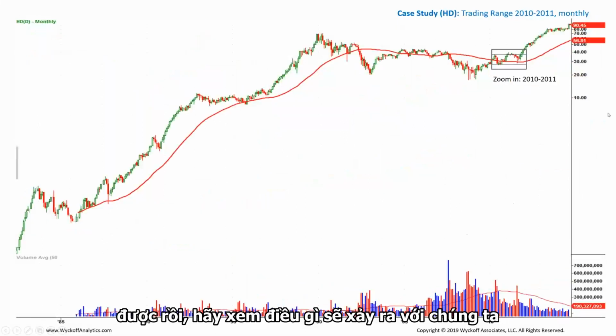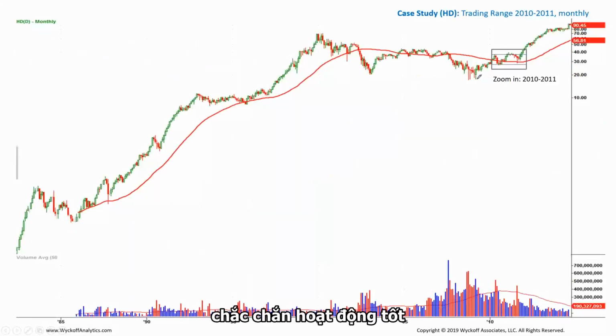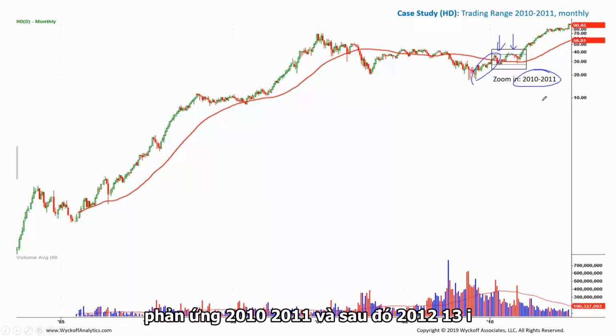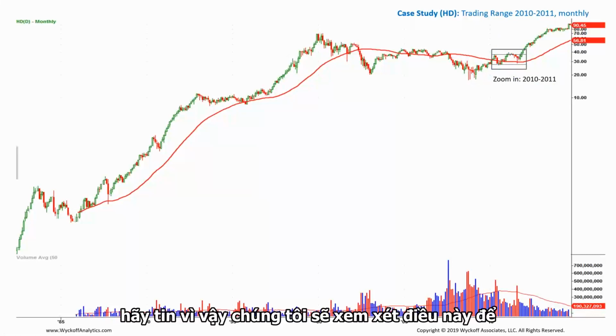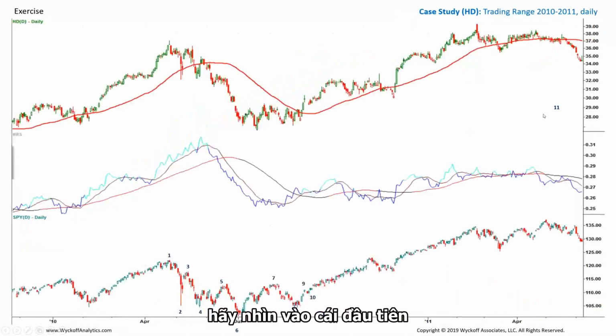Okay, well, let's see what happens. We are definitely outperforming here on the way to the upside. And then we go into two reactions, 2010, 2011, and then 2012, 13, I believe. So we'll look into this. Let's look at the first one, and let's go a little bit faster.